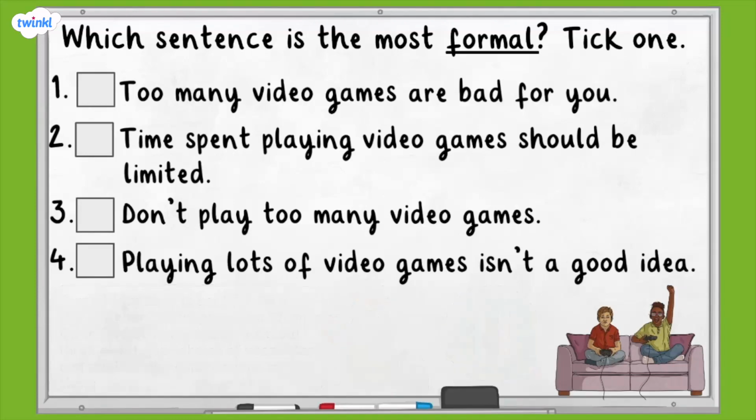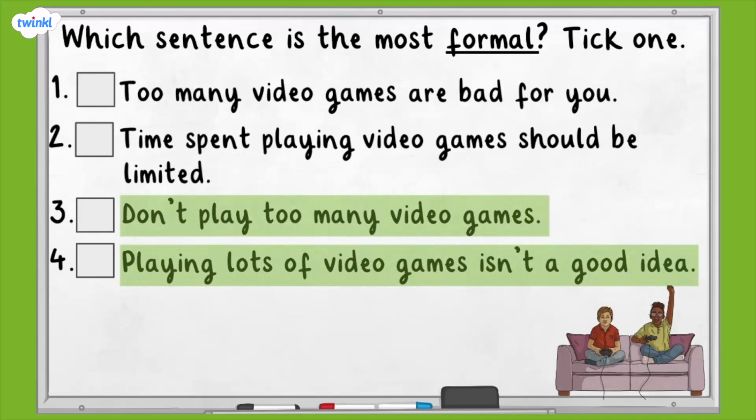How did you get on? Did you recognise which sentence was the most formal? Here's the top tip. Look for any contractions and eliminate these options first, as these are used in informal language. In the third and fourth sentences, contractions have been used, so we know that these options cannot be correct.